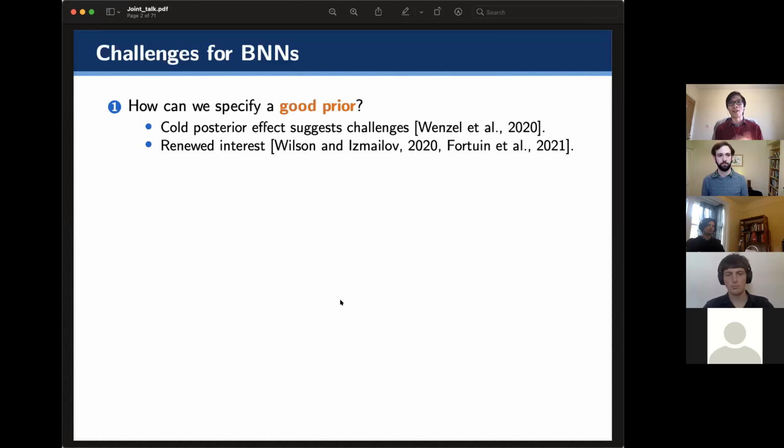What are the big challenges for Bayesian neural net practitioners and researchers? I'd say that they fall into two main categories. The first one being, how can we specify a good prior? It's common to use very simple strategies like factorized Gaussian priors. However, there has been recent work on the cold posterior effect that suggests that there are challenges with this. Maybe our priors are not as good as we think they are. This has led to lots of renewed interest in discussing this problem, which I think has been a very interesting direction in Bayesian neural nets recently.